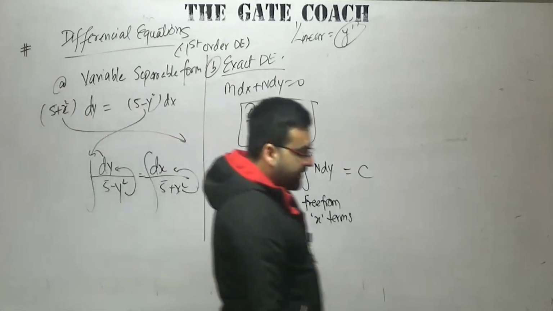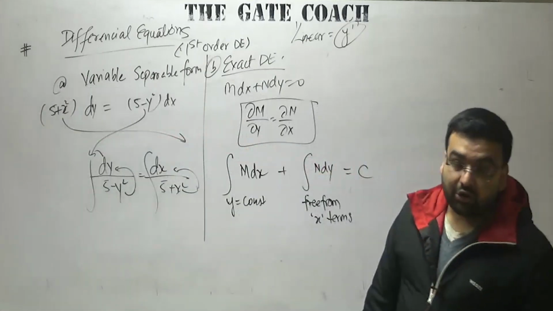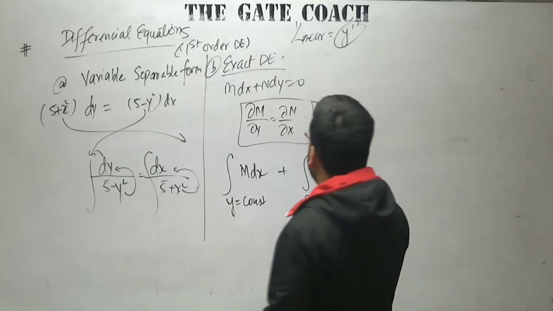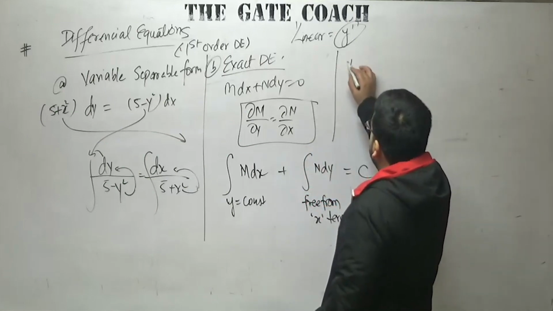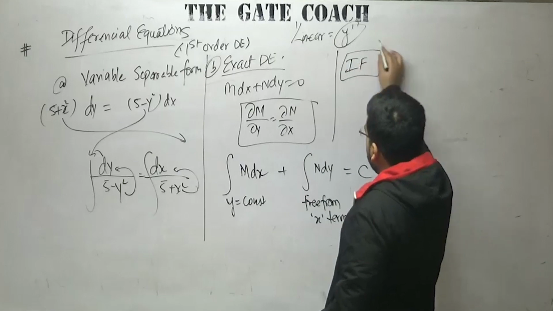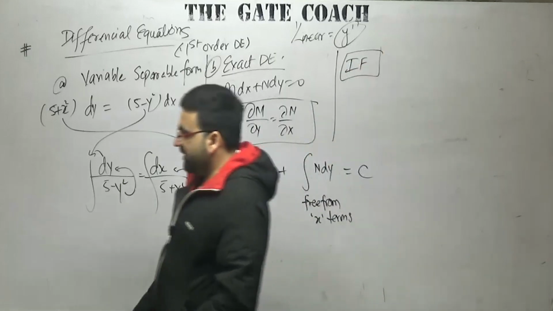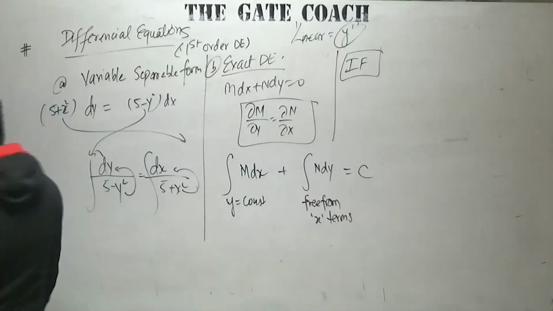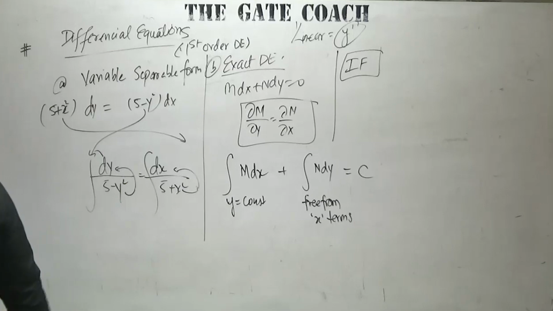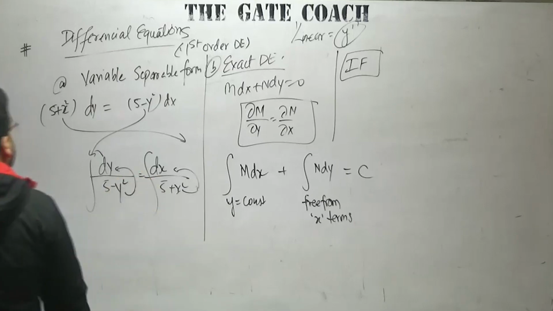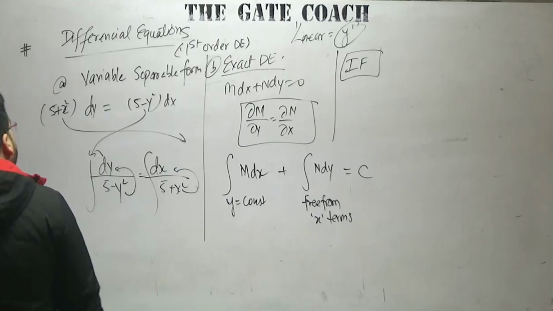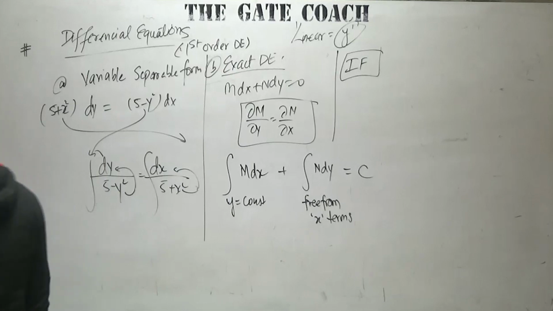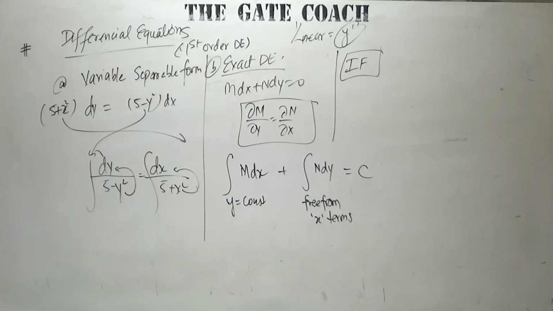Sometimes the equation is not exact. What do we do? We multiply it with a factor which is called the integrating factor. So we have various integrating factors for the exact differential equations. What is the first integrating factor? Such equations are called reducible to exact. So if one equation is not an exact differential equation, it can be reduced to an exact differential equation.